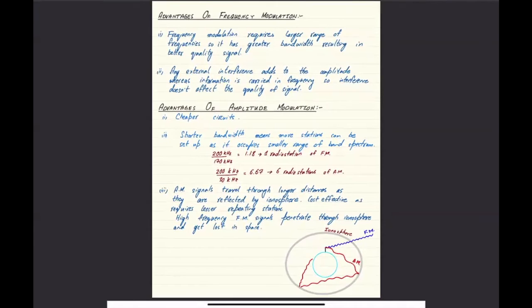So guys, there are certain advantages of frequency modulation, and there are certain advantages of amplitude modulation. But you need to identify that frequency modulation is a more advanced technique, and hence it has a better quality, generally speaking, but it is also not very cost effective. So we have to explore the reasons for that.